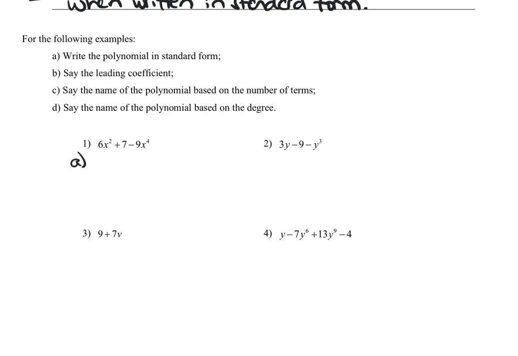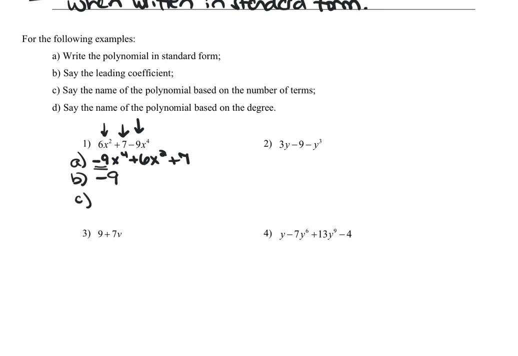So my highest power is the fourth. Take that sign with it. So we're going to say negative 9x to the fourth. The next highest power is 6x squared. And since there's no sign in front, that's understood to be positive 6x squared. So we'll write plus 6x squared. And then the least degree is that 7, so that would be plus 7. The leading coefficient is going to be that number that is out in front of that first term when it is in standard form, so it's negative 9.